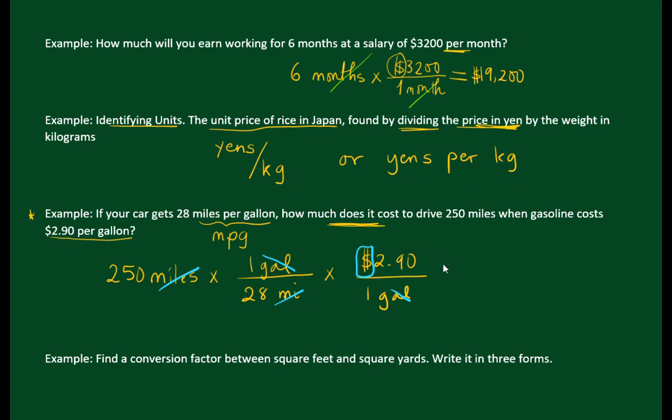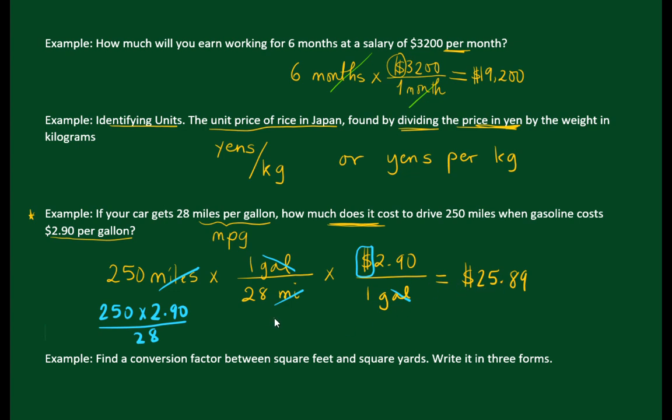So what we need to do, in terms of numbers, is 250 multiplied by 2.90, and then this is divided by 28. That's going to give us the actual answer. And if you do that, the number that you will get is $25.89. So this is how we solve that problem.